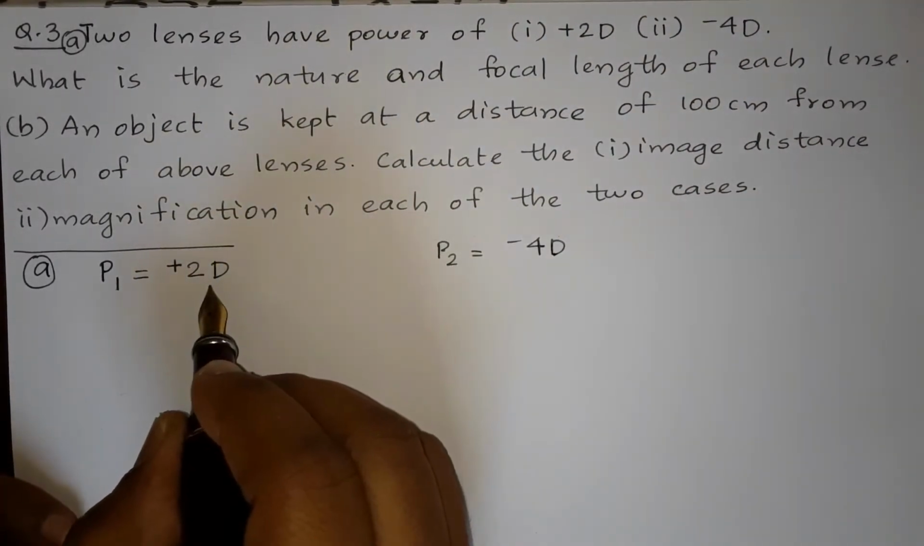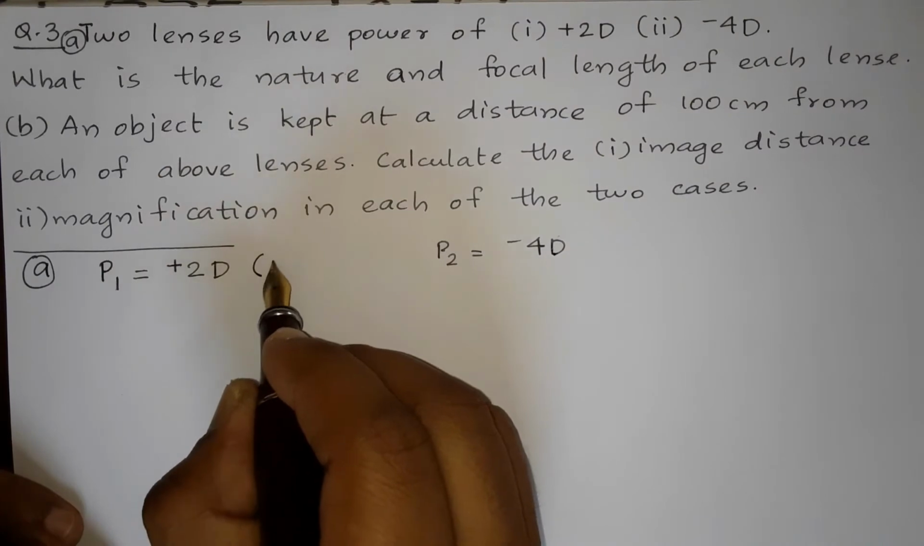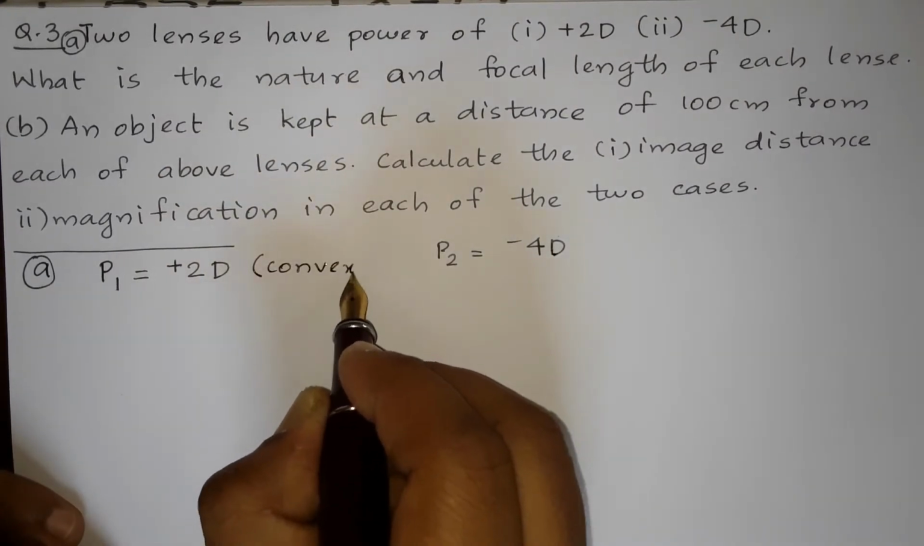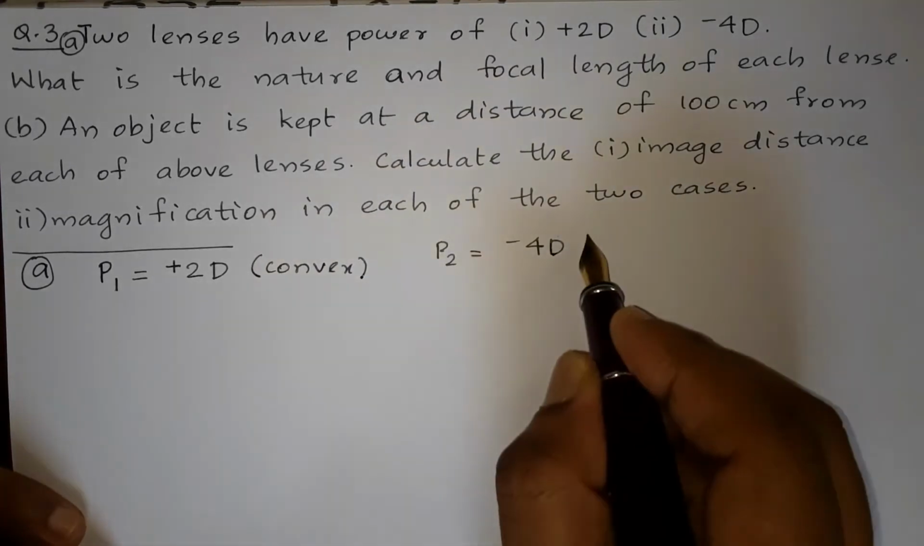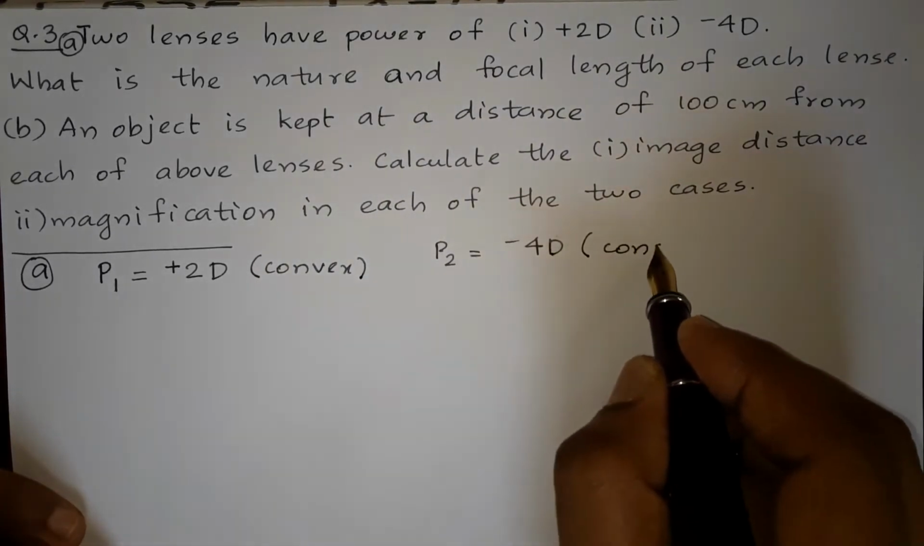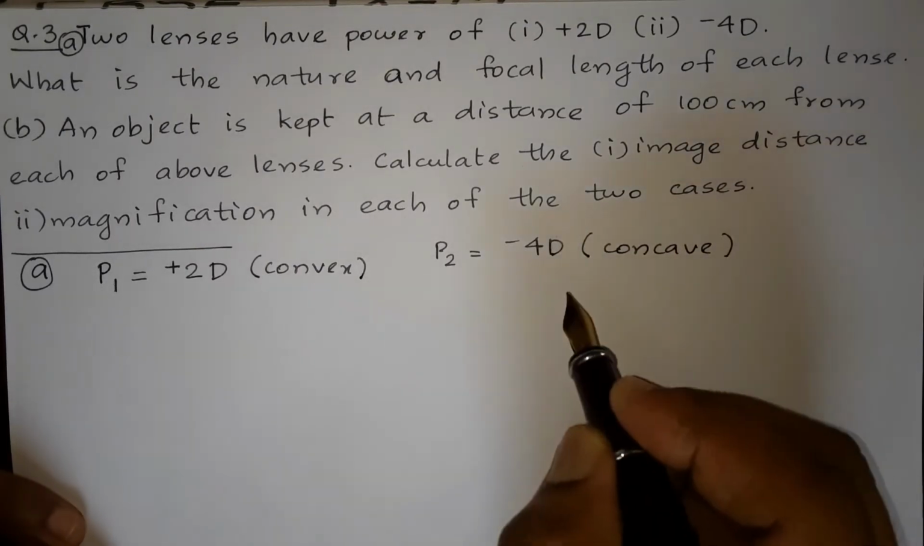This first lens, power is positive means it is a convex lens. Power positive means it is convex. When power is negative, it is concave, right? It is a concave lens.